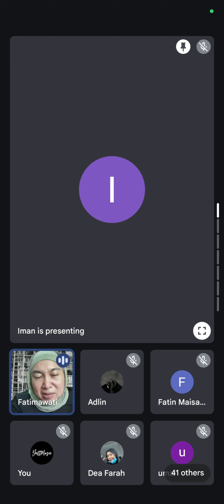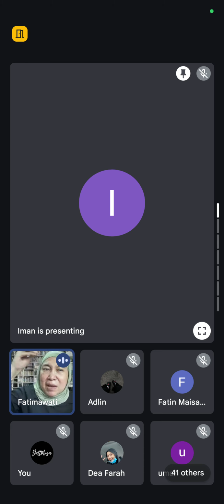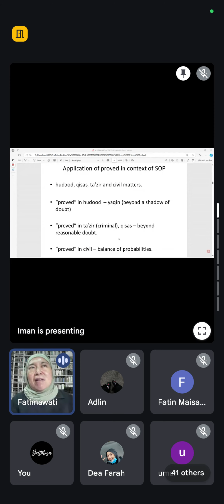Okay, so proof in hudud cases adalah tahap yakin. Yang paling atas sekali, you must be 100% certain. So what does beyond a shadow of doubt mean? There is no doubt at all. You eliminate all. Mungkin, maybe, probably, there is a possibility. No. There's no, tak ada langsung. 100% clear.